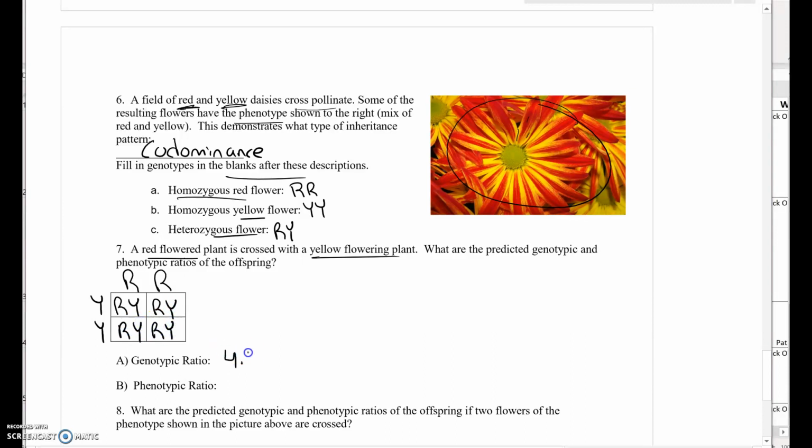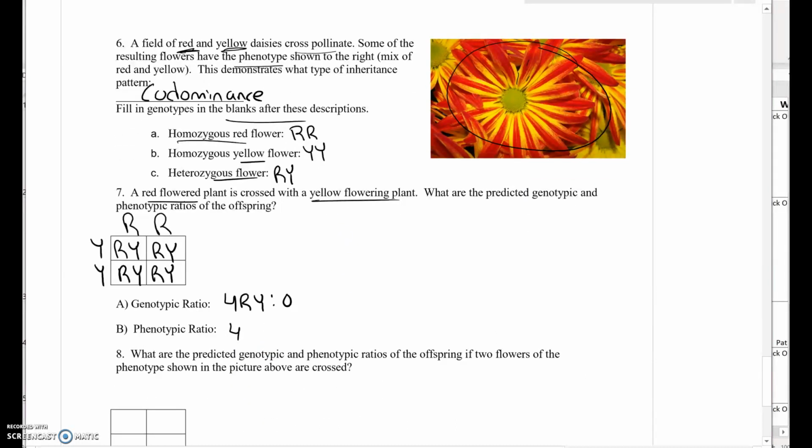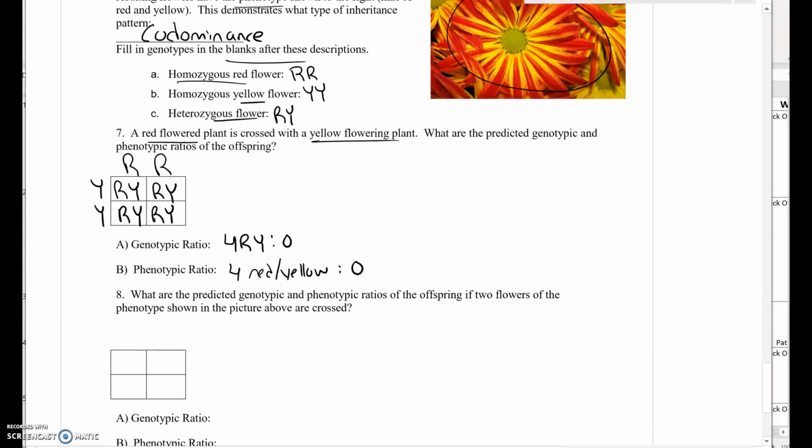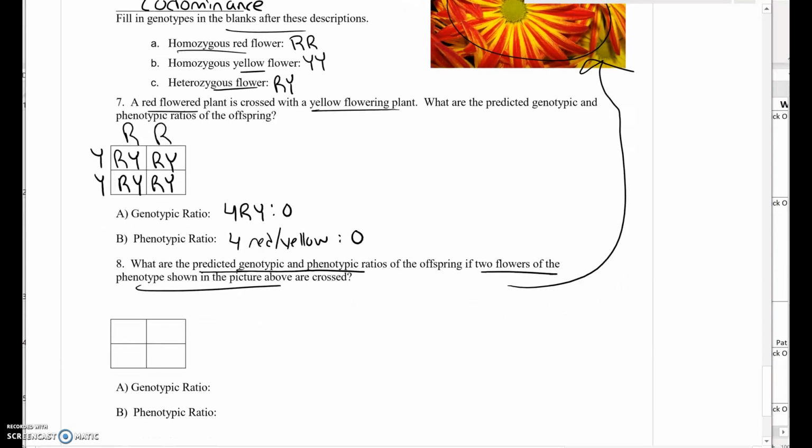Our genotypic ratio would be 4 RY to 0. Phenotype would be 4, we'll call this, it's not really a blend here, it's a mix, so we'll call it red/yellows, to 0 of anything else. Now, if we had 2 flowers of the phenotype shown above, so in this picture here, what would be the predicted genotypic and phenotypic ratios for the offspring?